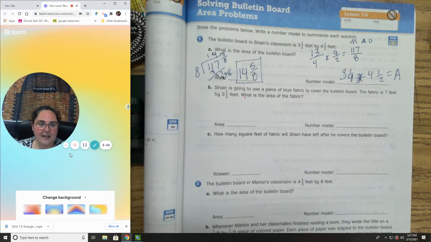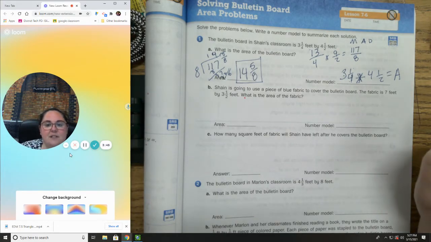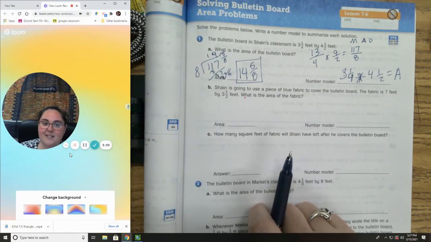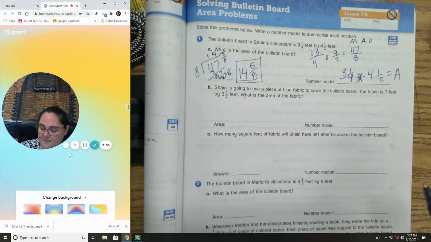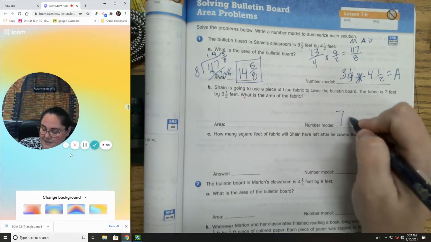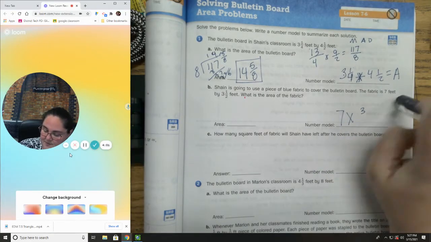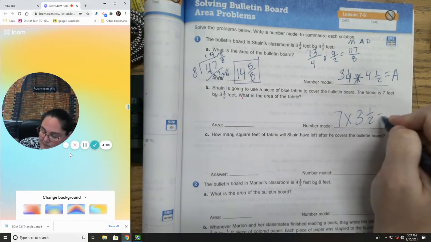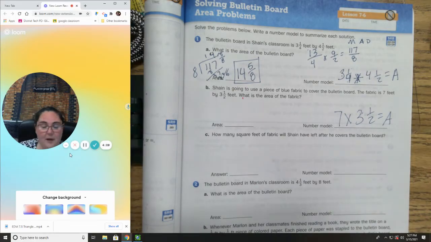It says Brian is going to use a piece of blue fabric to cover the bulletin board. The fabric is 7 feet by 3 1/2 feet. What is the area of the fabric? 7 times 3 1/2 equals A, or F for fabric. Do the math. Go. Pause the video.